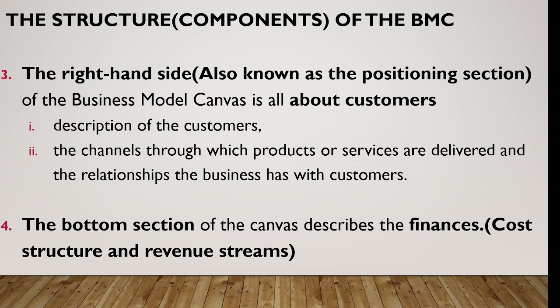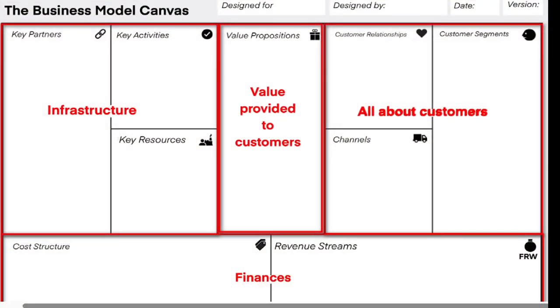Then we have the bottom section of the canvas, which is reserved for finances. It is comprised of cost structure and revenue streams. Here is the picture of the business model canvas.